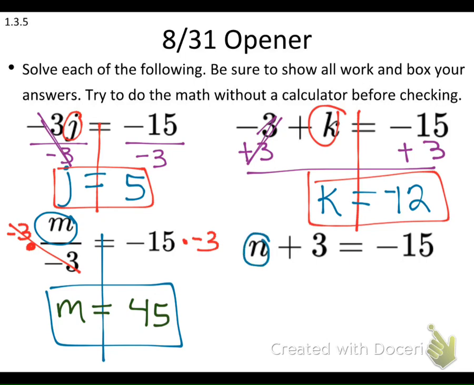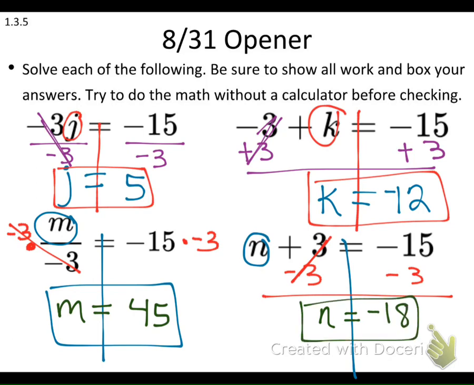Whoa! Draw my line, then go. You didn't say it. -3 on both sides. Okay? You cross out the two 3s, and then bring down your end. Then, when the equal sign is on the line, it's going to be -18. Nice. N equals -18.